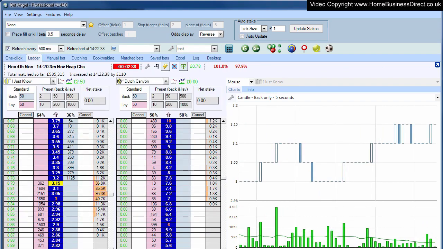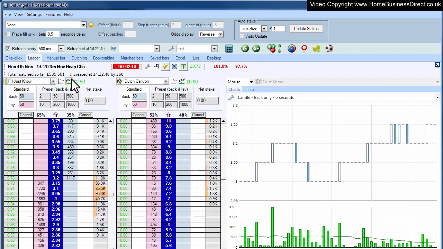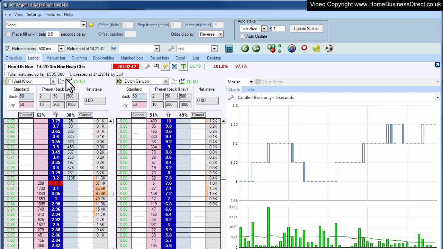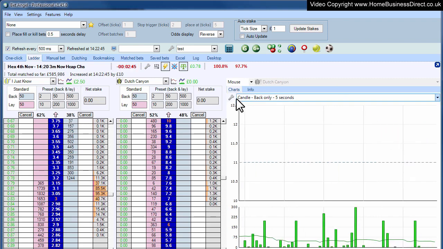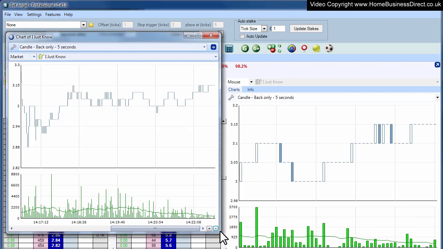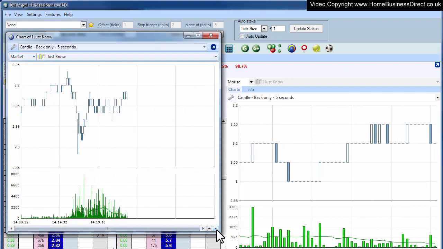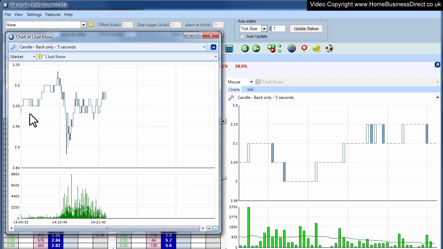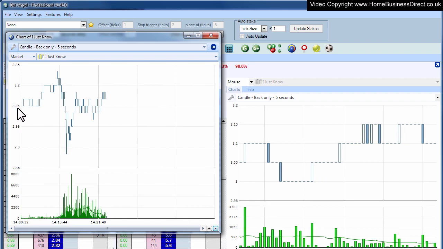Now something else you can do, and I do this quite regularly. Now I've mentioned using the candle chart. Obviously the candle chart's here on the main page, but what I like to do is bring up a separate candle chart and zoom all the way in. Now if you zoom all the way in, you can actually see where the price started at.